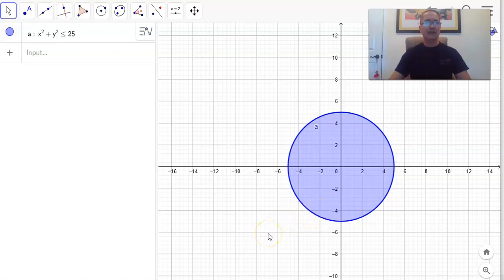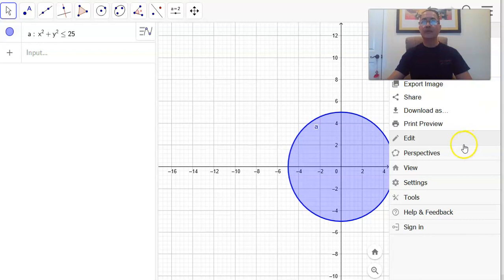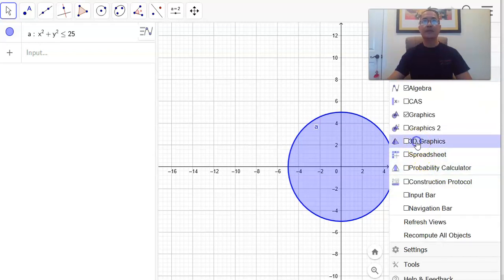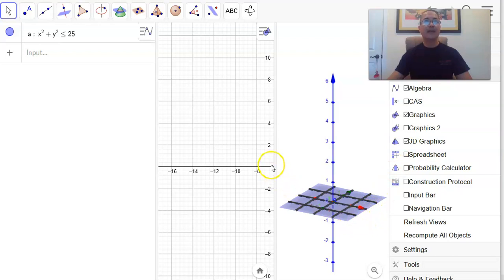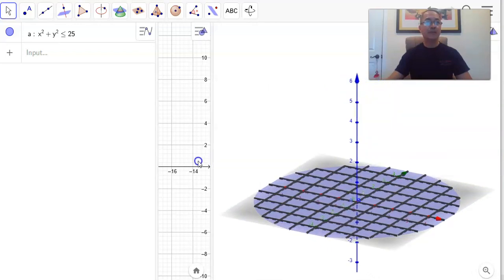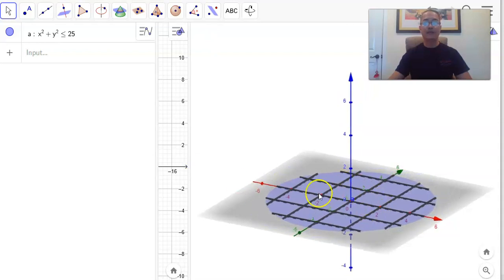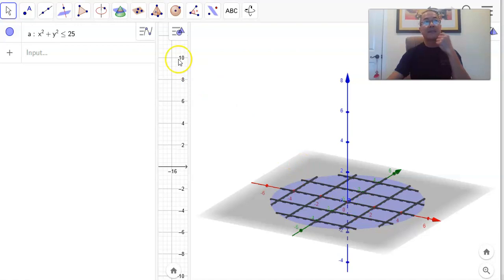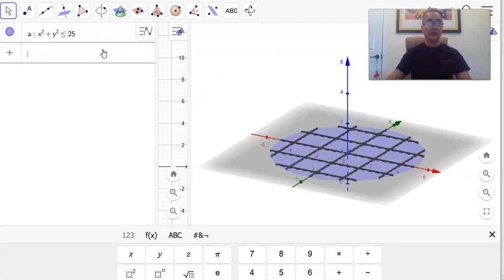What is the graph of that function though? What do the points x, y, z, where z is the square root of 25 minus x squared minus y squared, look like in GeoGebra? Let's just go there. Let's go to 3 dimensions, view, 3D graphics. We can hide our 2D because we do see it over here in 3 dimensions. What does the graph of this function look like?